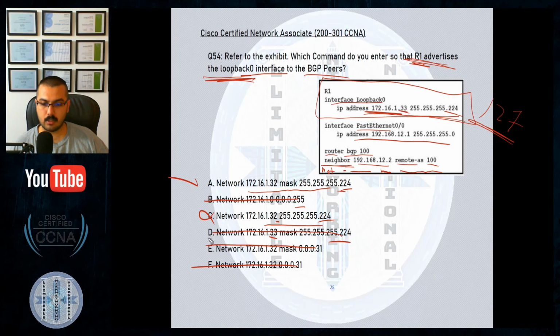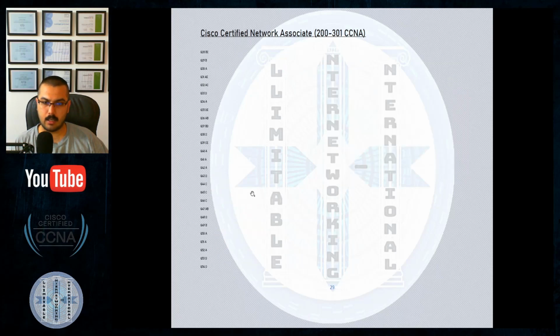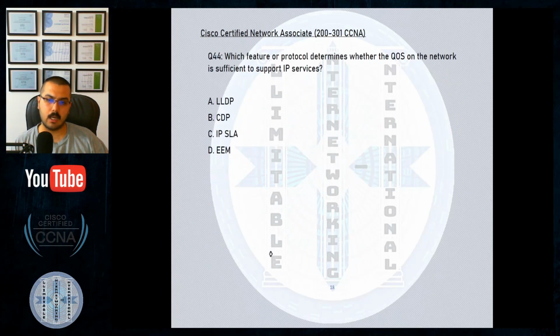I think in the slide I have typed it should be A. We should advertise the network since there is no /32 here. If it was /32, then I should advertise the host address, but it is /27, so I should advertise the network. Okay, that would be A. That is done. You see, it's question 54. I have answered D, but it should be A.